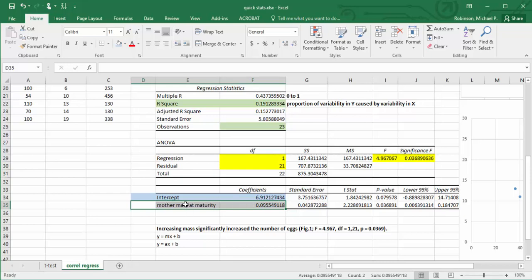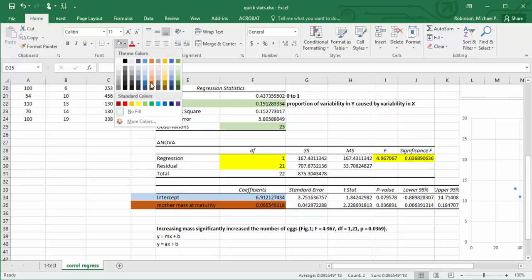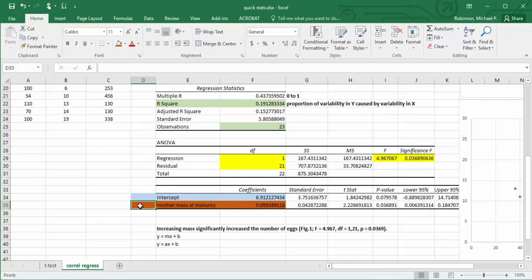This here, where it says mother mass and maturity, that is the slope. So this equation will be y is equal to 0.096 with rounding x plus 6.912. Okay? All right.